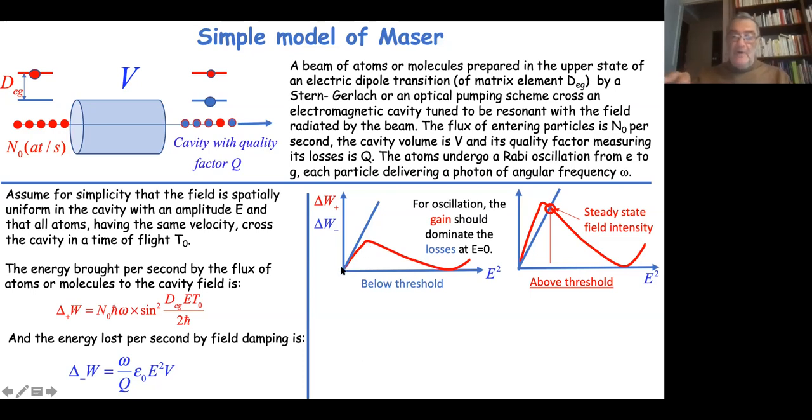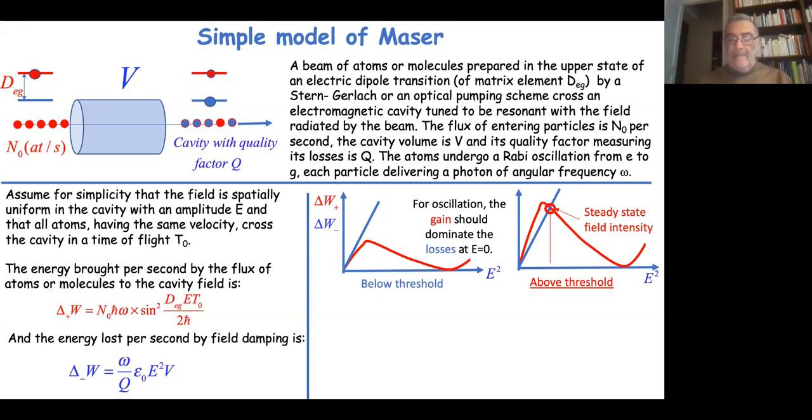If you have some noise in the cavity due to spontaneous emission, the field is brought back to zero because the losses are larger than the gain. On the other hand, if you are above threshold, you see the situation here, the Rabi oscillation is much bigger, and the slope at the origin of the gain variation is larger than the losses, and you see that the system will start and it will stabilize at this point where the gain is equal to the losses.